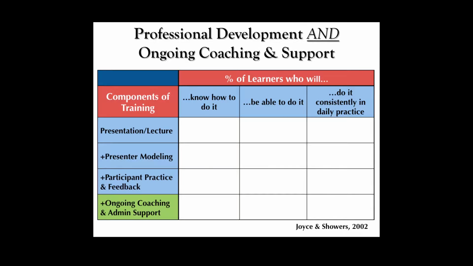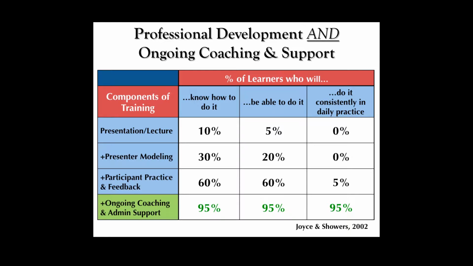On the left, we see the components of training. You can have just presentation and lecture, presentation with some modeling. You can have participant practice and feedback during the presentation. And the last item is not only do you have the components of training with the presentation and lecture, some modeling, and practice and feedback, but ongoing coaching and admin support. We get the strongest results for seeing these actions transfer into daily practice when we have ongoing coaching and admin support.